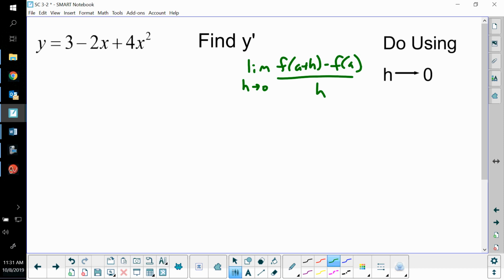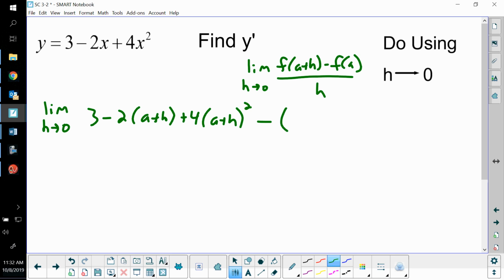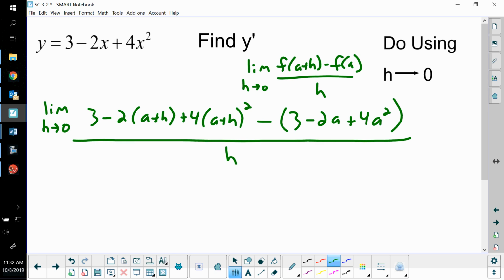So I have limit as h approaches 0 f of a plus h. The meaning of f of a plus h is everywhere there's an x, replace it with an a plus h. So I have 3 minus 2 times a plus h plus 4 times a plus h squared. Minus. Start a parenthesis. The meaning of f of a is everywhere there's an x, replace it with an a. So we have 3 minus 2a plus 4a squared. All over h.